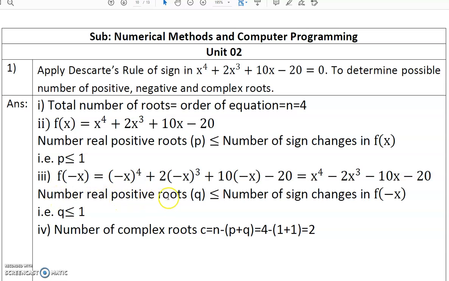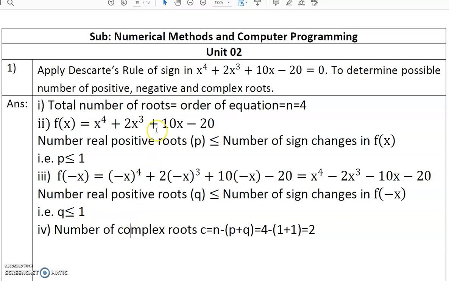Hence this is the number of negative roots. Sorry, by mistake it is written as positive; it is the number of negative roots. While reading this, please read it as the number of negative roots. The number of negative roots is less than or equal to the number of sign changes in f of minus x, that is q is less than or equal to 1.